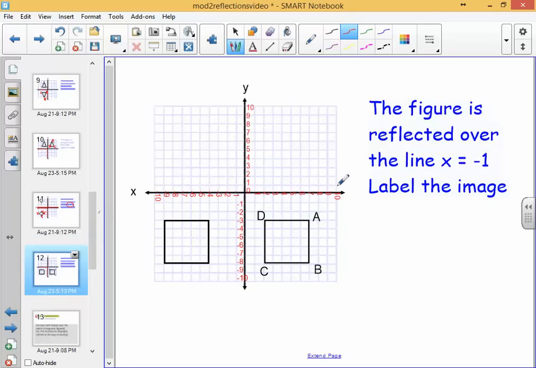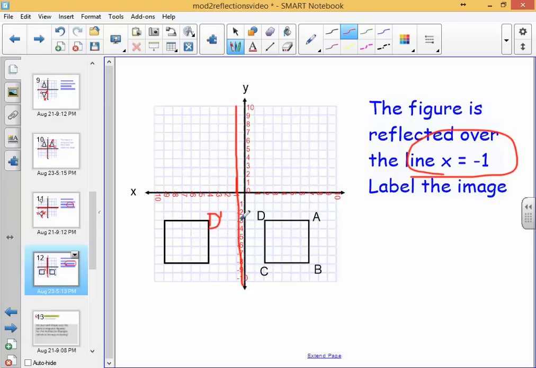Last figure we're going to label is reflected over the x equals -1 line. So I go to my x-axis and I put a point at the -1 and I draw myself a line. We're just going to count and reflect over this line. So D is 3 boxes away. So if I count 3 more, that's where D prime would land.